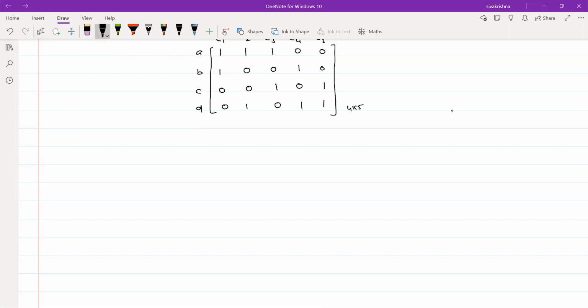Draw the graph of the given incidence matrix.